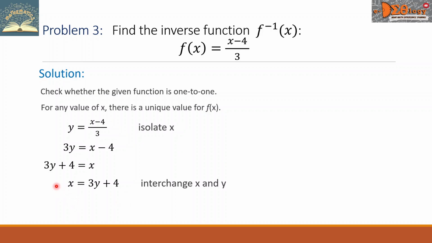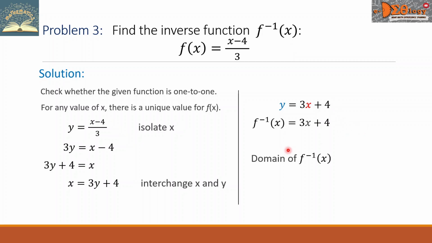At this point, we interchange x and y. That means this x becomes y and this y becomes x. We have now y equals 3x plus 4. This is now the inverse function. And we just change this y by the notation f inverse of x. This is now the answer. For the domain of the f inverse of x, this is the same with the range of the function f of x. And the range is from negative infinity to positive infinity.